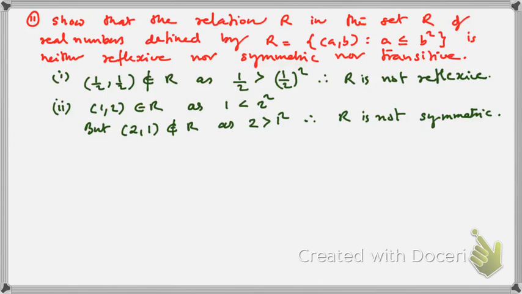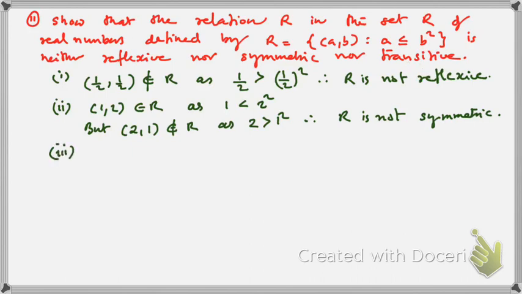And transitivity is: if A is related to B, and the same B is related to C, then if I am able to show that A is directly related to C, we say it is transitive. But your question is saying it's not transitive. So if A goes to B and then B goes to C, I should be able to prove that A won't directly go to C.